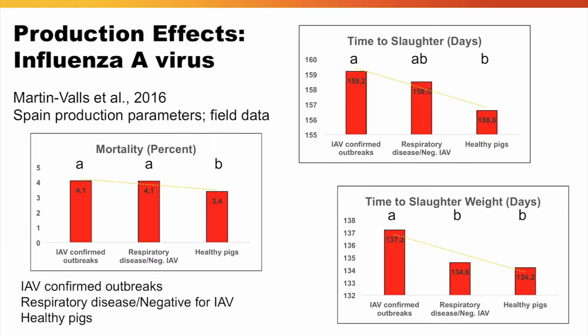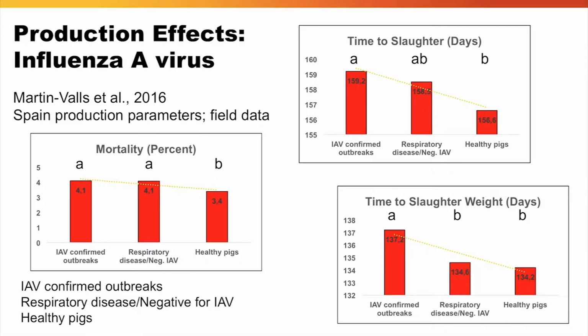From the influenza aspect, I think that there isn't a lot of data looking at production effects with flu, sometimes maybe a little bit overlooked since PRRS is such a predominant and severe disease to deal with, but Martin Valls in 2016 did a study in Spain looking at different production parameters, again based on field data. And here we're looking at three different groups, again kind of in the opposite order of what it was presented for the PRRS data. But in the first column of the graphs presented here, you can see these are pigs that were influenza infected or had confirmed outbreaks that occurred during their production phase.